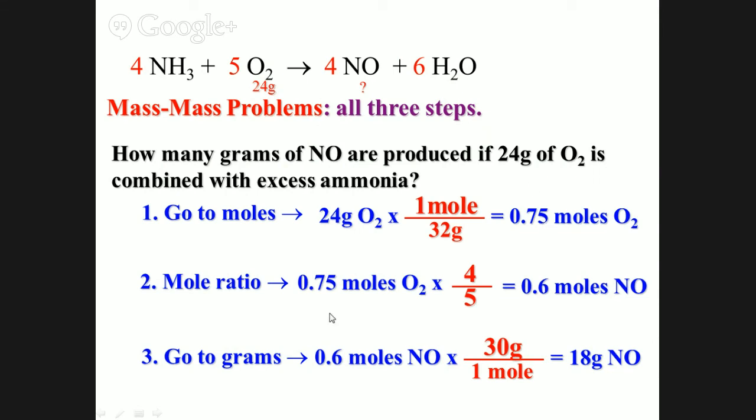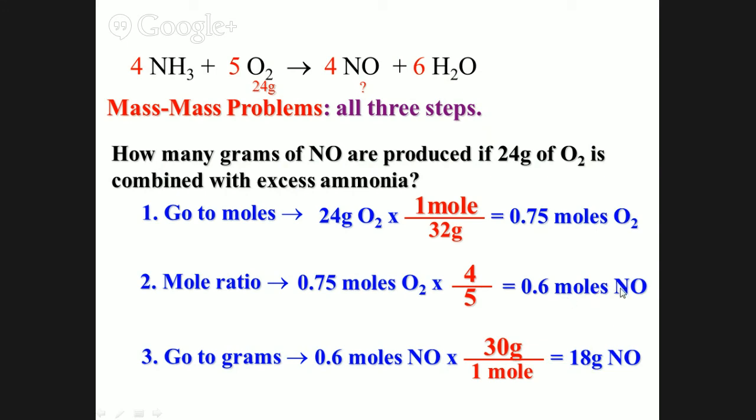Okay, take that answer. Step two, times the mole ratio. All right, 4/5. Where did the 4/5 come from? My equation, question mark on top, the 4 over the 5, the thing I already knew. That gave me 0.6 moles of NO will be produced.